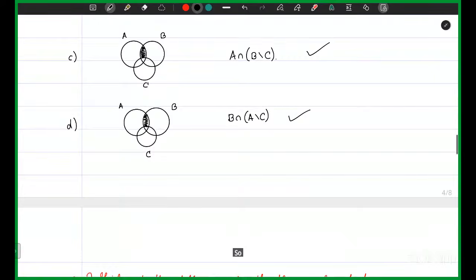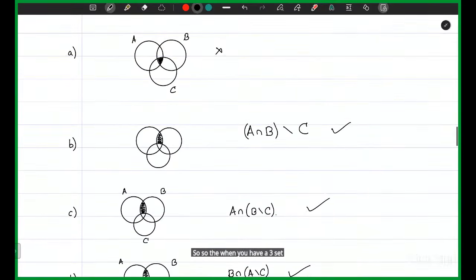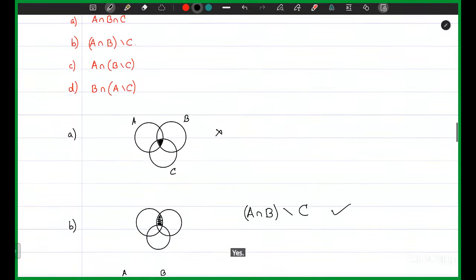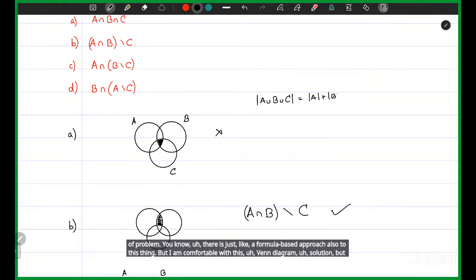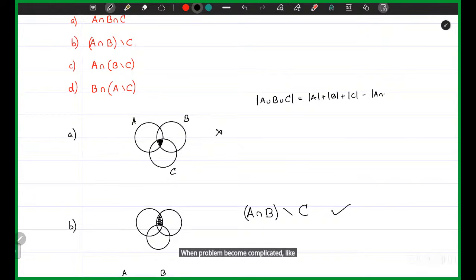So when you have a three set problem, are you talking about like the cardinality of A union B union C, that sort of thing? Yes, I'm talking about those types of problems. There is also a formula-based approach to this, but I am comfortable with the Venn diagram solution. But I feel it sometimes gets stuck when the problem becomes complicated, like this, when three sets are involved.